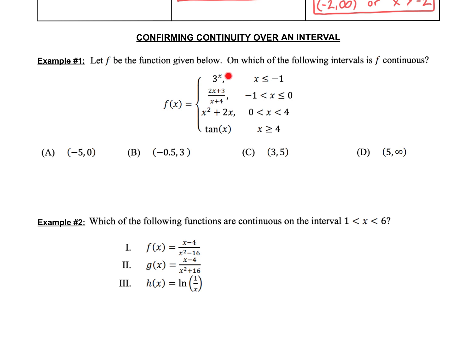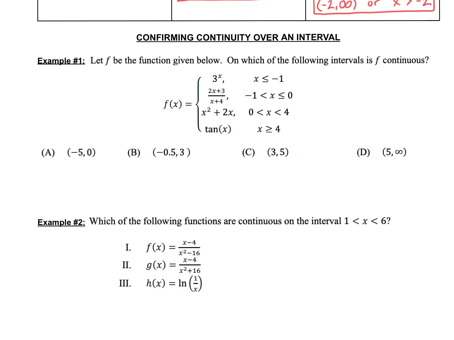So here we're going from exponential to rational. We want to see if it's continuous there at x equals -1. Then we're going from rational to quadratic. We want to see if it's continuous there, and then so on and so on. So we have to just take a look at those connecting points, which are shown here, here, here, and here, right? So let's look at the first one.